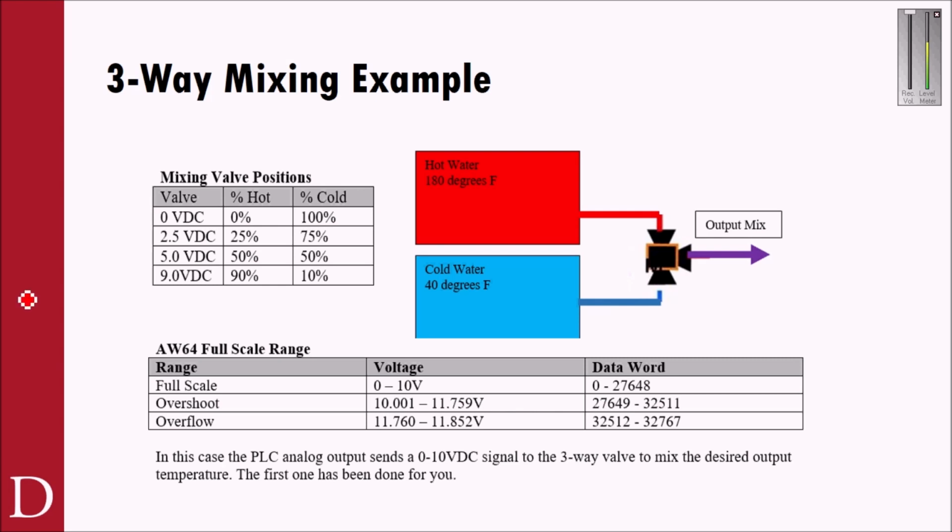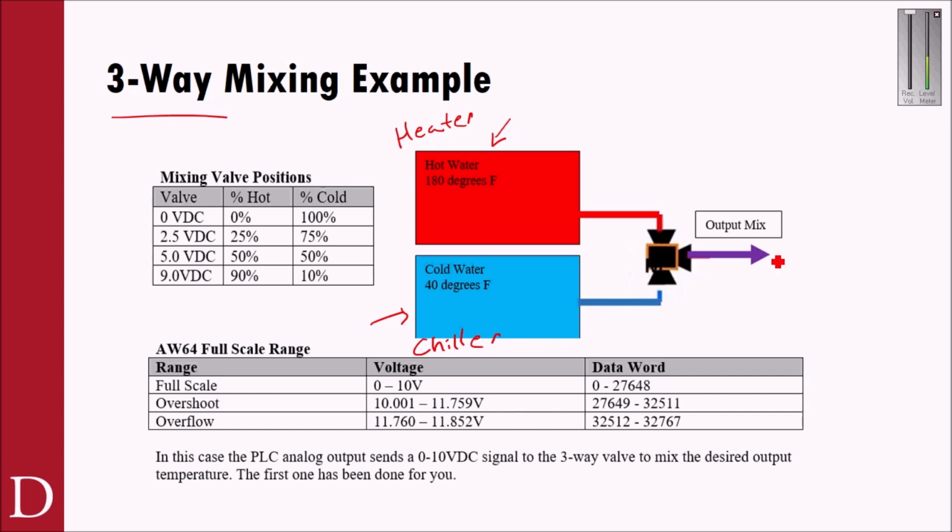So let's take a look at this. This is a three-way mixing valve example. You'll notice in this tank here, I have hot water at 180 degrees Fahrenheit. And in this tank here, I have cold water at 40 degrees Fahrenheit. So you might think this is in a water heater, right? I've got a heater that's supplying this hot water, and maybe I have a chiller that's supplying this cold water.